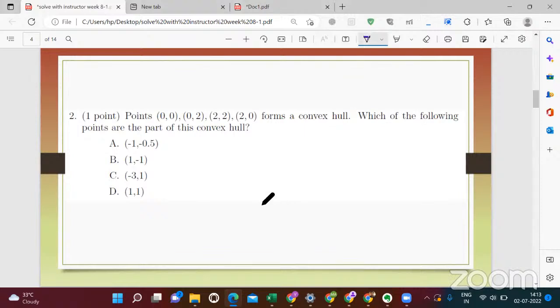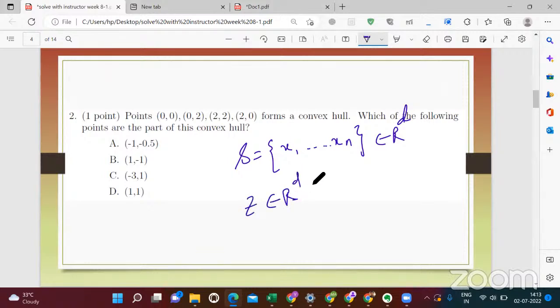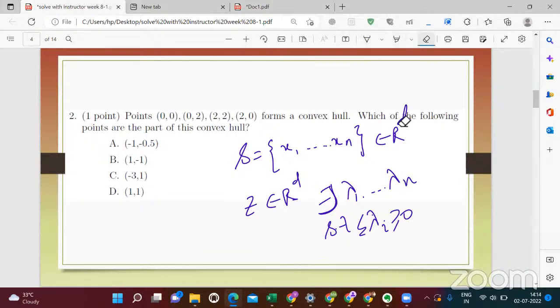For example, if you have a set S consisting of some random points x1 to xn that belong to R^d, then we'll say that Z, which also belongs to R^d, is a convex combination of those points in S, such that all the lambda values should be greater than or equal to 0, and the summation of all the lambda should be equal to 1.